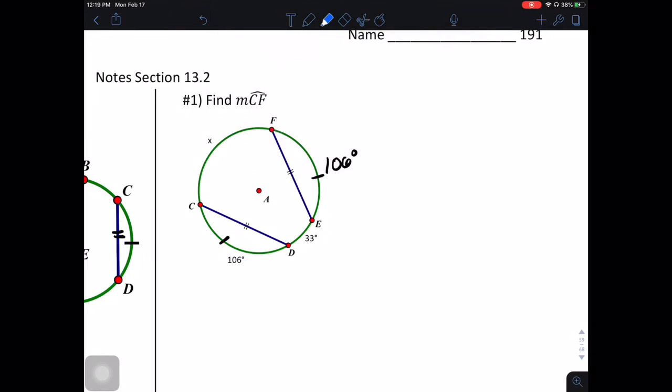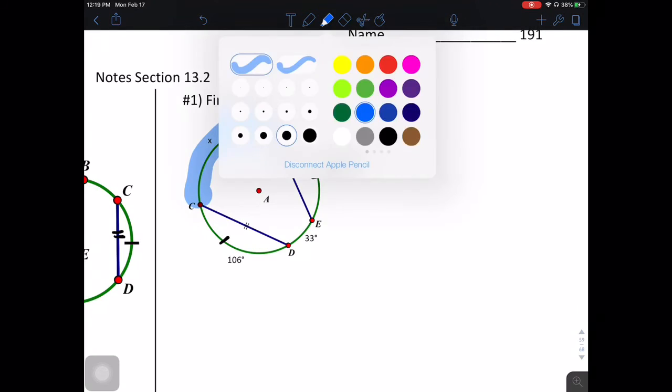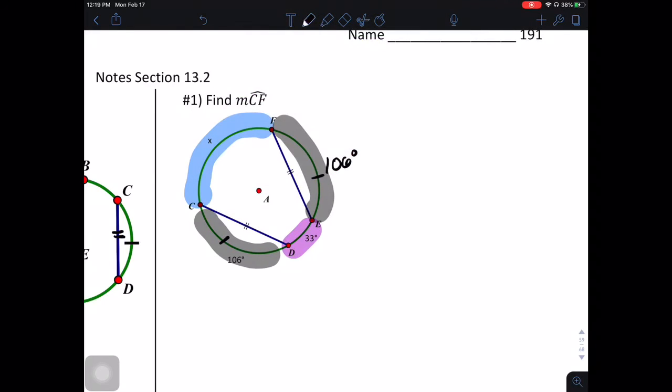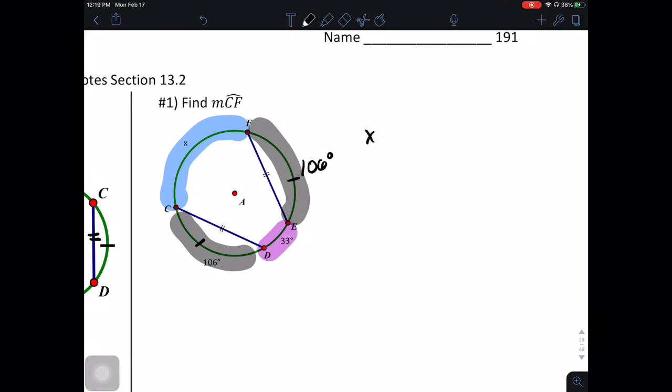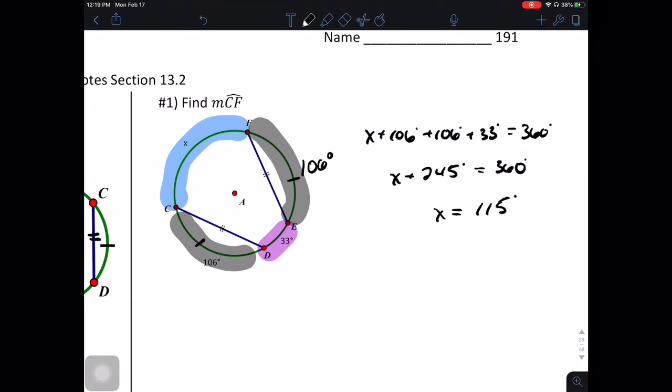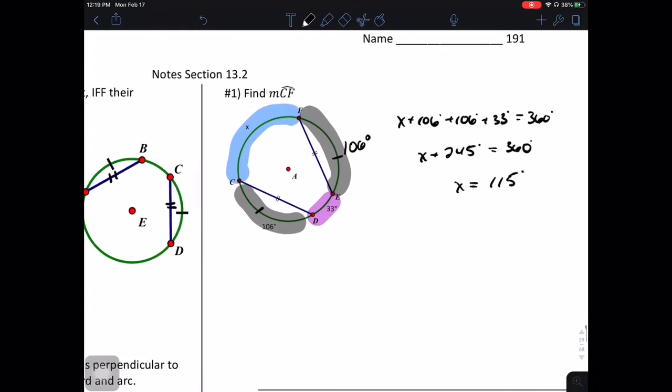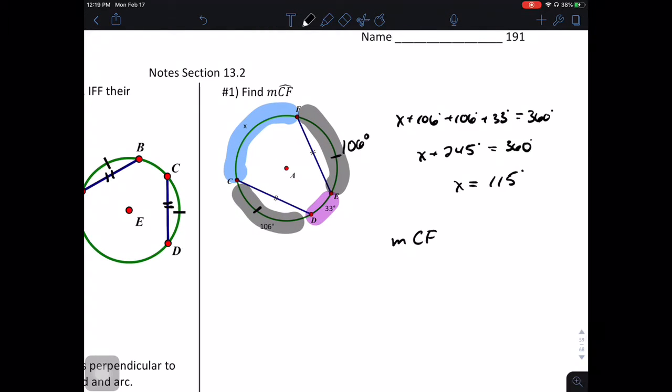Now going around this circle, we got x plus 106 plus 106 plus 33 has to be all the way around the circle, which is 360. X plus 245 is 360, which makes x 115. It says find the measure of arc CF, 115.